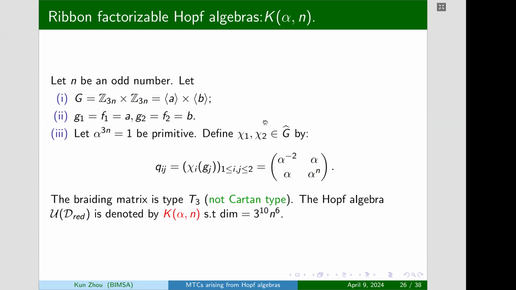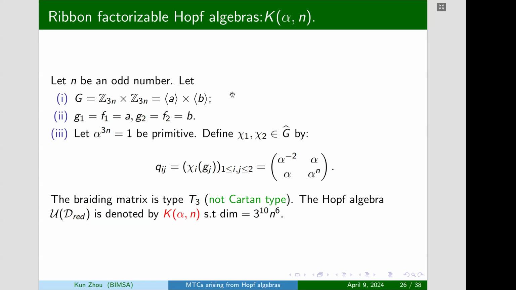Similar to the above family of ribbon-factorizable Hopf algebras H_ω^n, we will construct another family of ribbon-factorizable Hopf algebras K_α^n. The reason for this is that we guess that not only the Gaussian type braiding matrix gives prime modular tensor categories, but also the non-Gaussian type braiding matrix can give prime modular tensor categories, and we will give a positive answer.